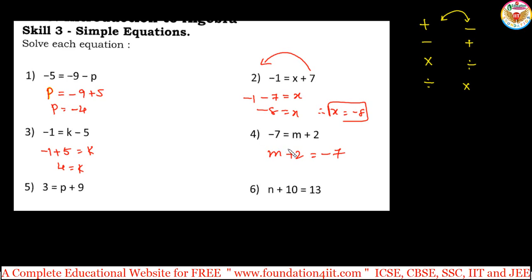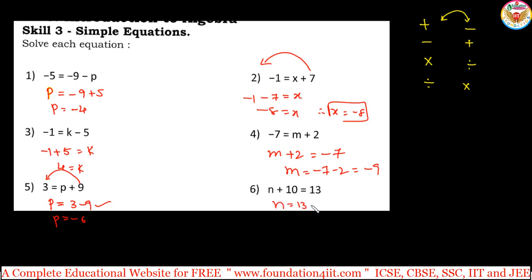Make the variable term on the LHS side instead of getting confused. Now you can write m is equal to, taking plus 2 to the right side as minus 2. Already minus 7 is there. So minus 9. Both ways, anyway, you can solve it. 3 is equal to p plus 9. So p is equal to 3 minus 9. So plus 9, I am taking RHS to LHS. Simple. 3 minus 9, that is minus 6.